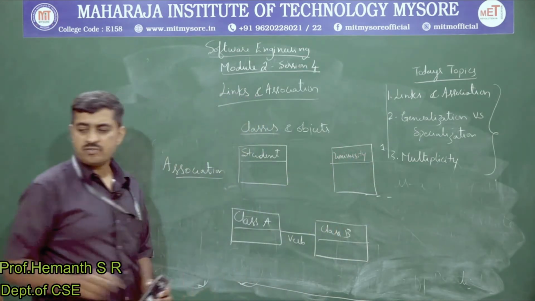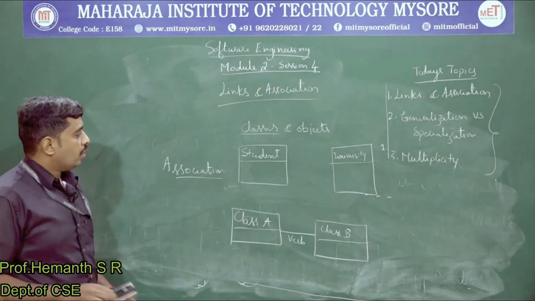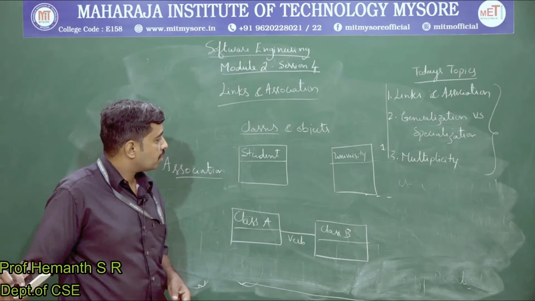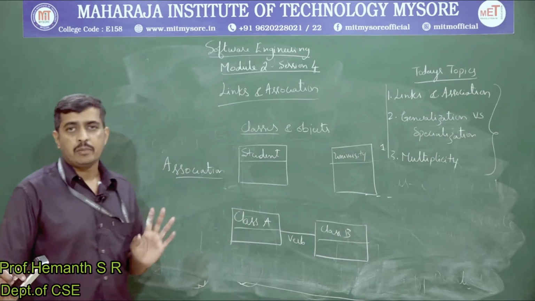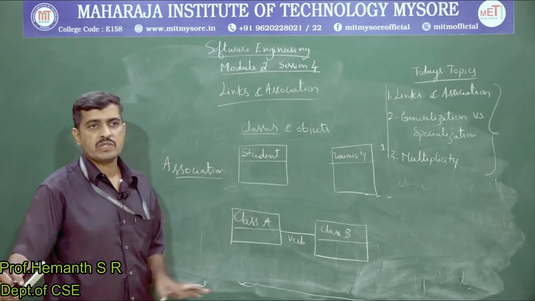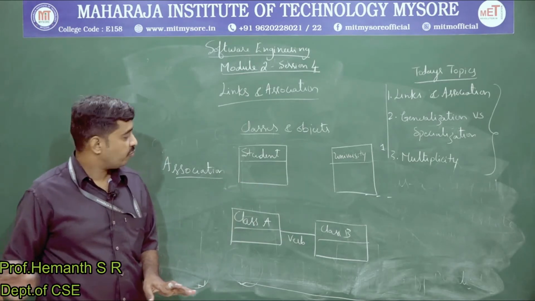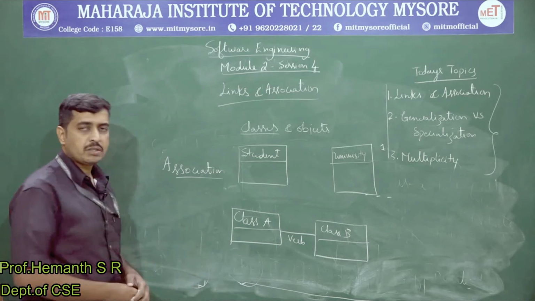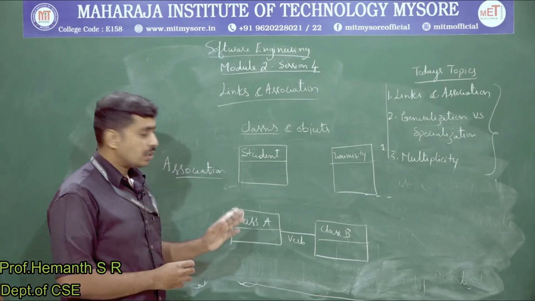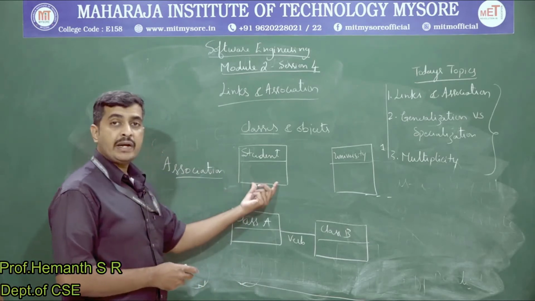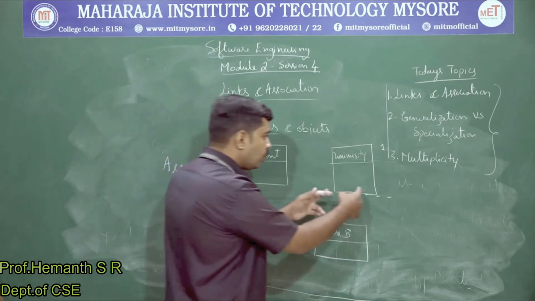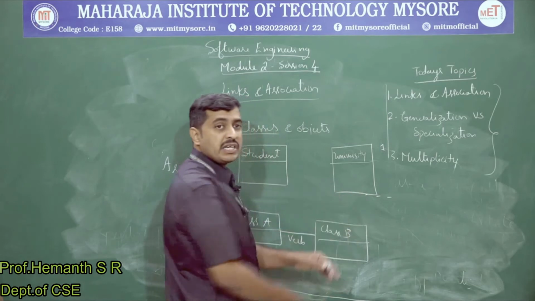So assume we are building software which is managing colleges and universities. I have handpicked two classes for this specific explanation: student class and university class. Now we are trying to understand what is association. Just now we had a very formal definition. Association indicates how one class, for example student class, is related to or is communicating with university class.